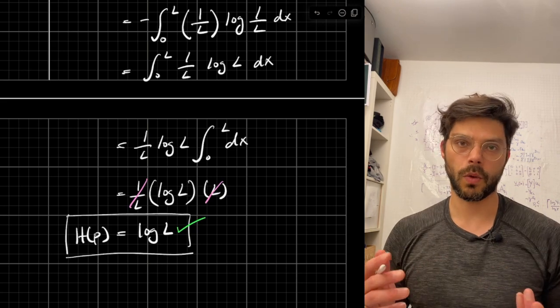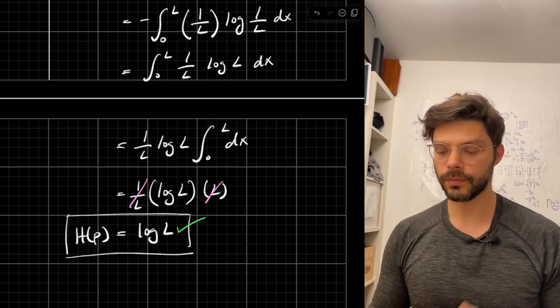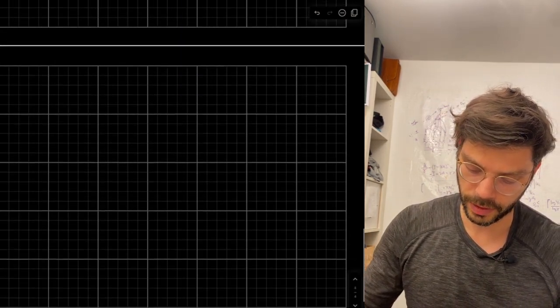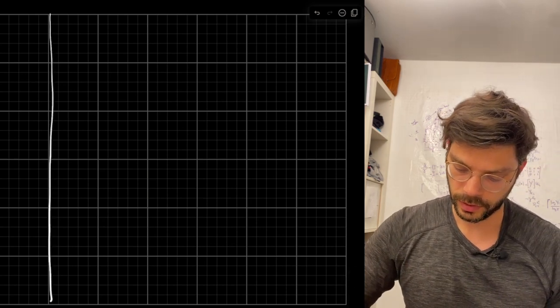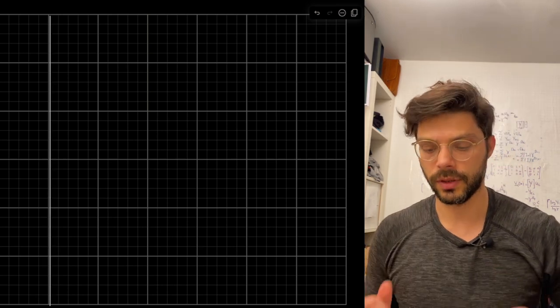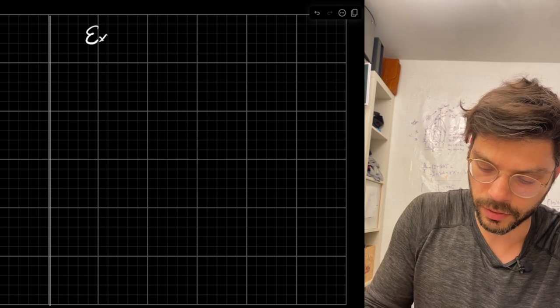Okay, so that was one simple example for the uniform distribution. So now let's try another one. So let's go to the next page, and let me make a line here so I make sure you can see everything. Let's try another distribution. So let's try the exponential distribution.